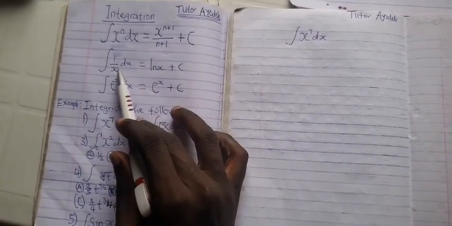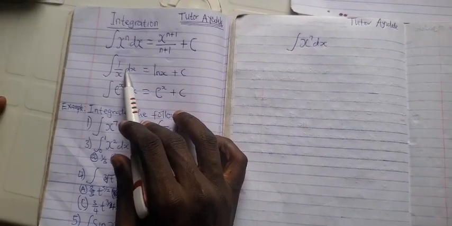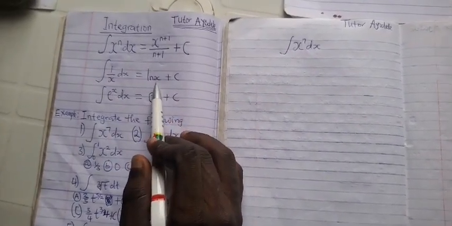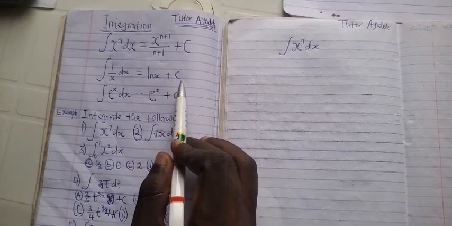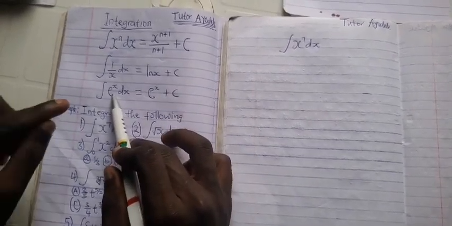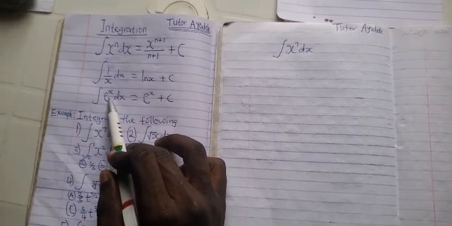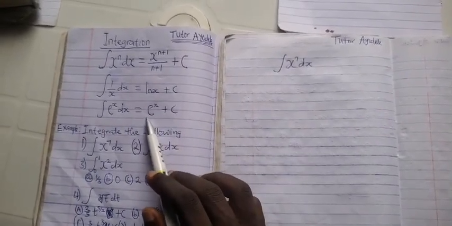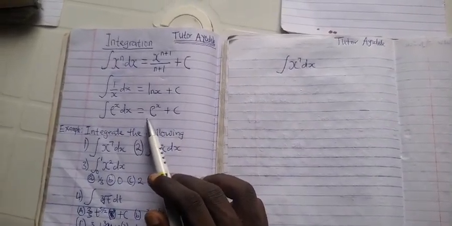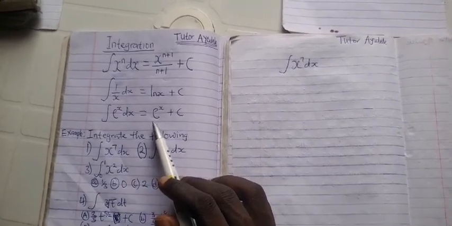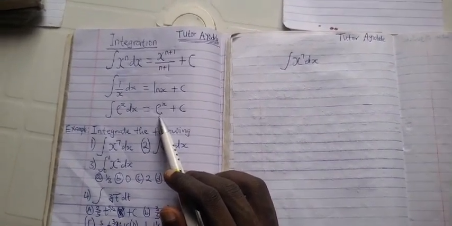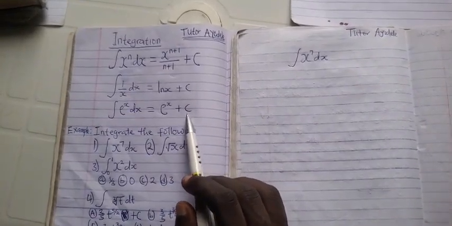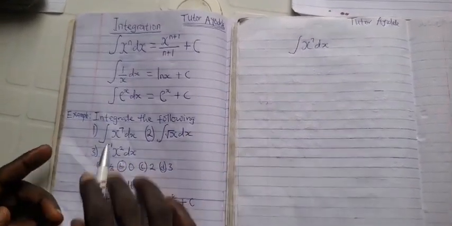So take note that whenever you integrate 1 over x with respect to x, it will give you ln x. And as I've told you, you must include your constant. And whenever you integrate exponential x, it will also give you exponential x. And whenever you differentiate exponential x, it will also give you exponential x. Whether you integrate or you differentiate, it will give you exponential x. But the difference is that whenever you integrate, just make sure that you do what? You include your constant.